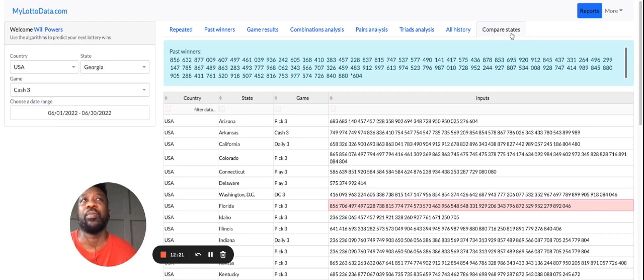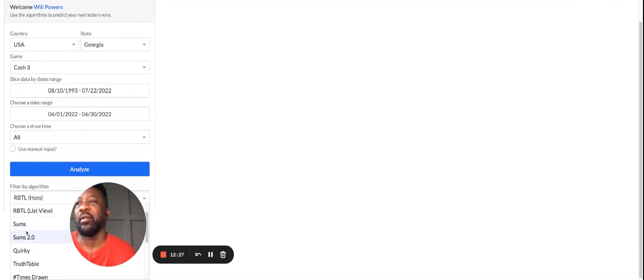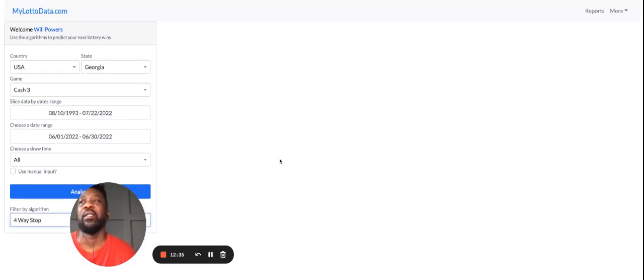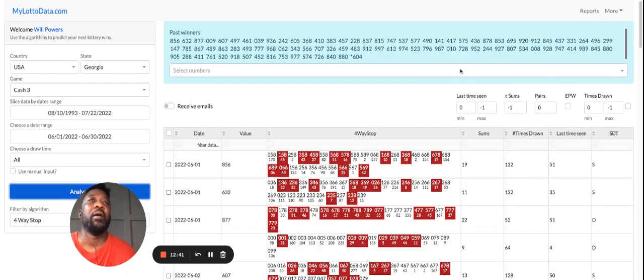Who could use a compare states tool? Truth table is in here. Sums 2.0 is in here. Times drawn 2.0 is in here. Four-way stop has just been ridiculous. One of my subscribers had a nice little win on, I think it was this joint right here.